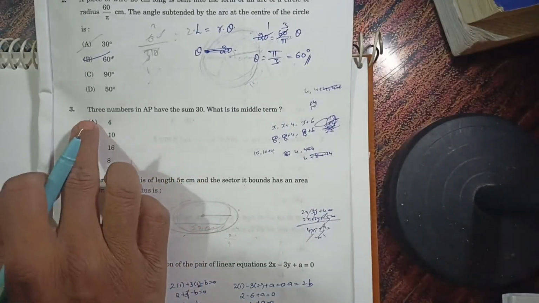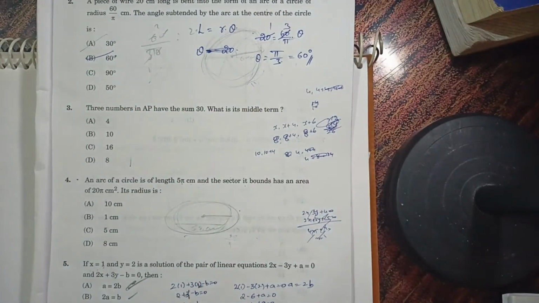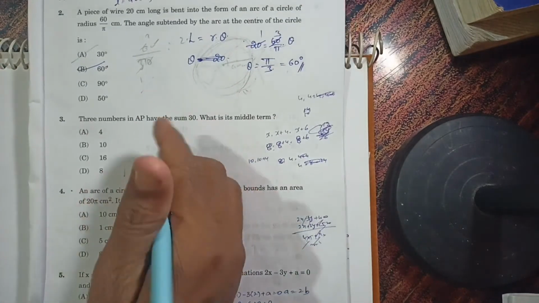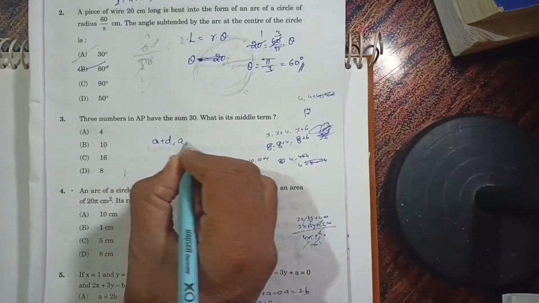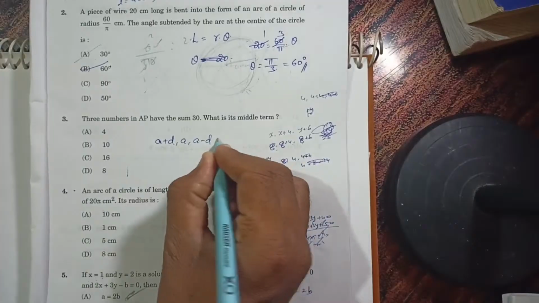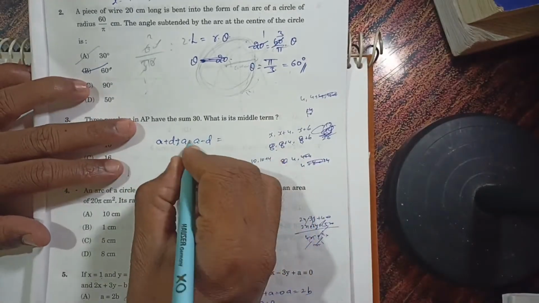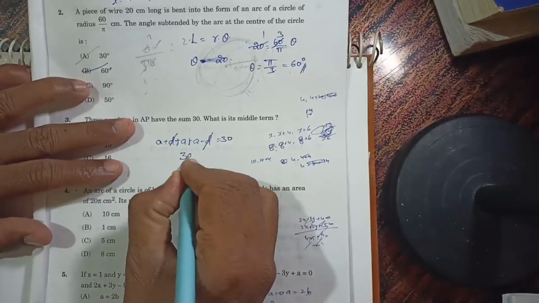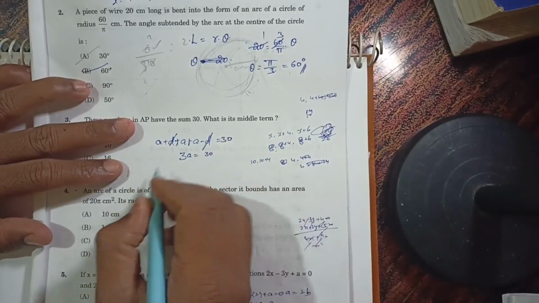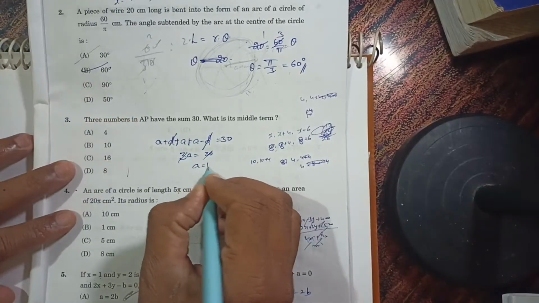Three numbers are in arithmetic progression and the sum is 30. Find the middle term. We are writing the three terms in arithmetic progression as a minus d, a, a plus d. If you take the sum of all three numbers, it is equal to 30. So plus d and minus d get cancelled. 3a becomes 30. So a value we are getting is 10.